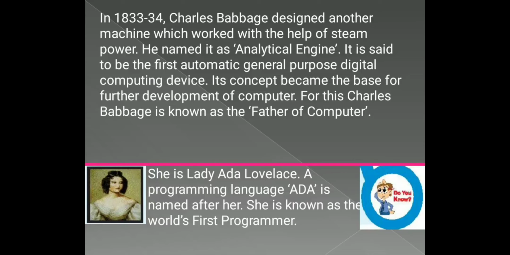Hope you can understand the evolution of computers.